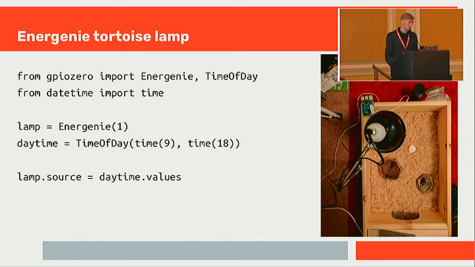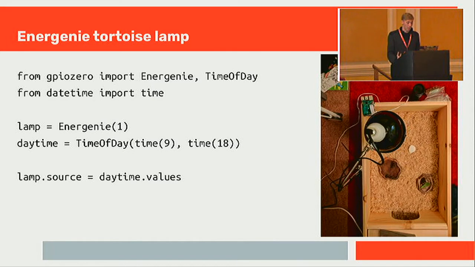So declaring a time of day object called daytime that's active between 9 a.m. and 6 p.m. just means whenever you read its value, it's either true or false, whether it's in or out of that time period. So if you wanted to, so this is my tortoise's heat lamp.